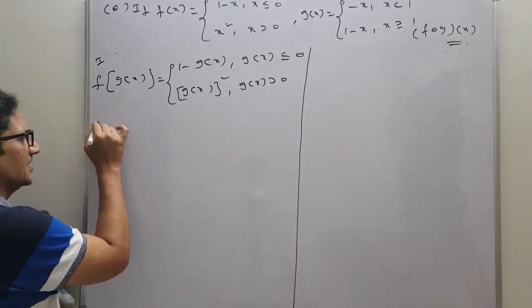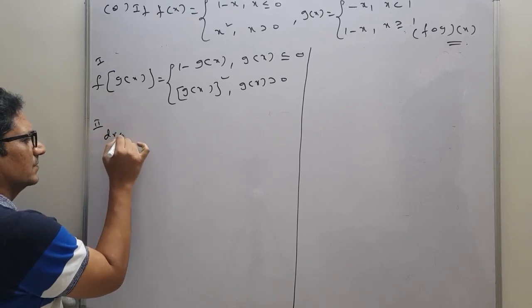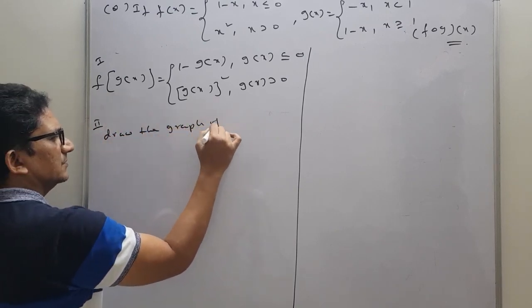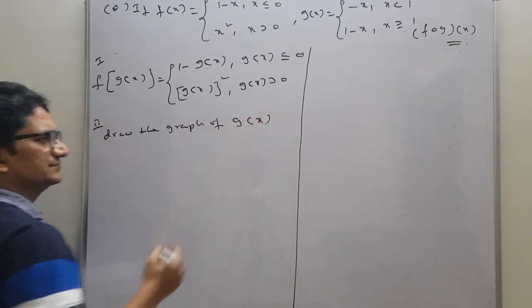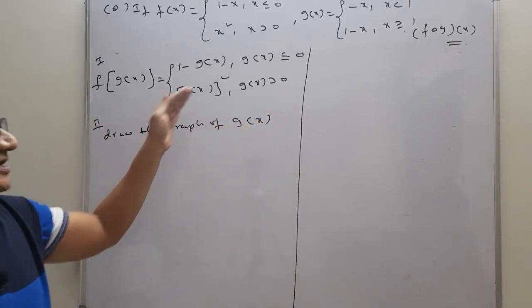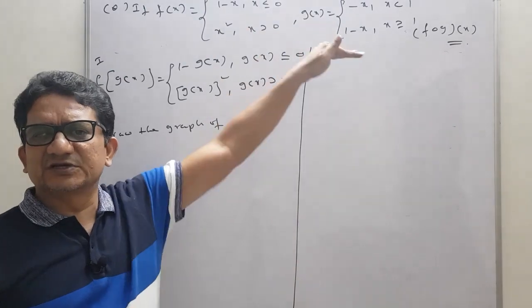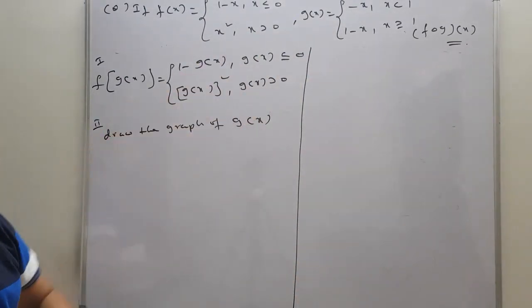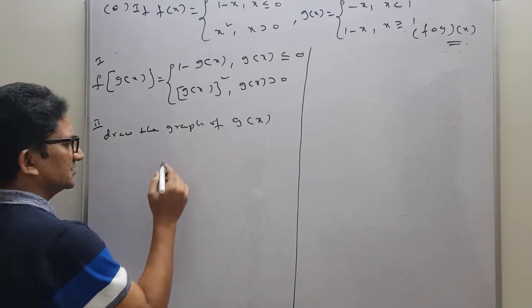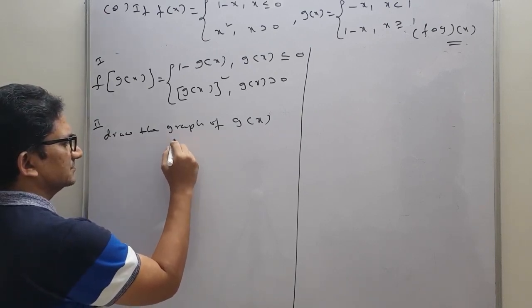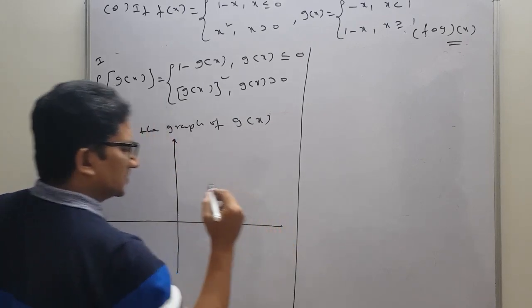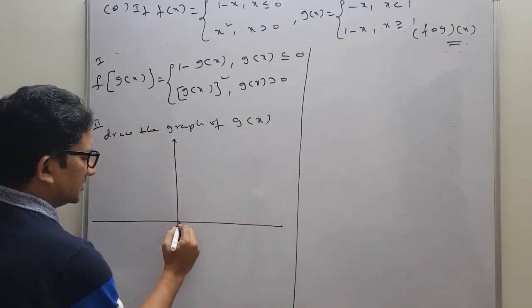And second part, draw the graph of g of x. Okay. That means we need to analyze the inside function, how it is behaving actually. So that's why draw the graph of g of x. So we will draw the graph of g of x. For that we will take a scale, see. Okay. So here we will take the origin.